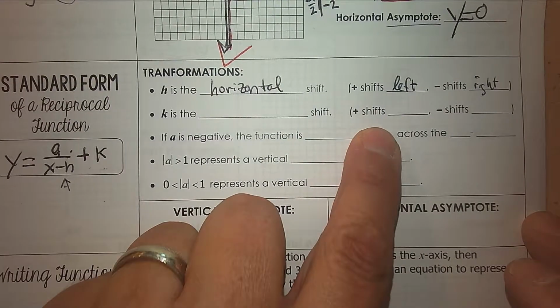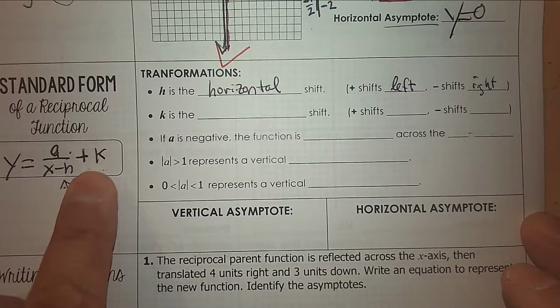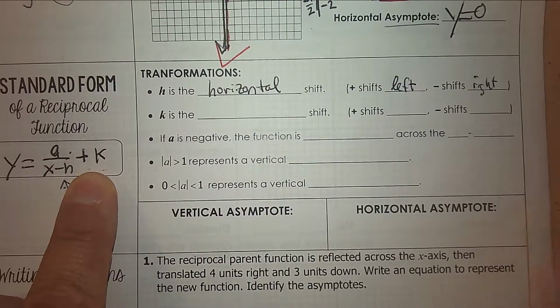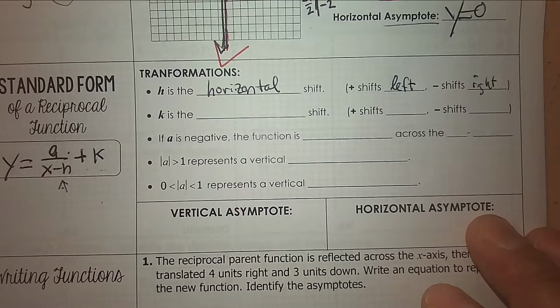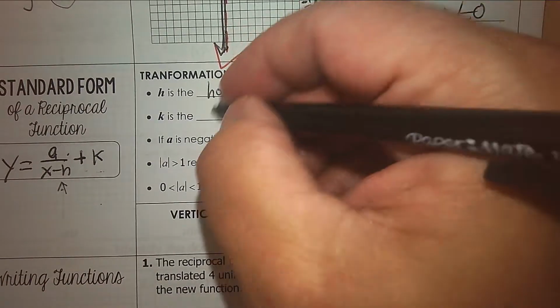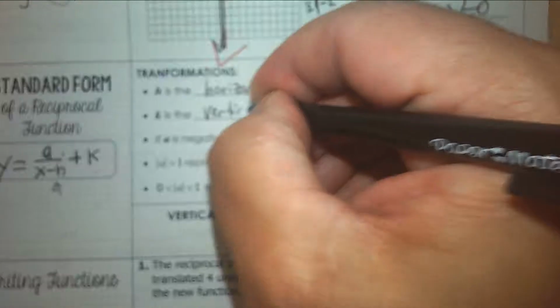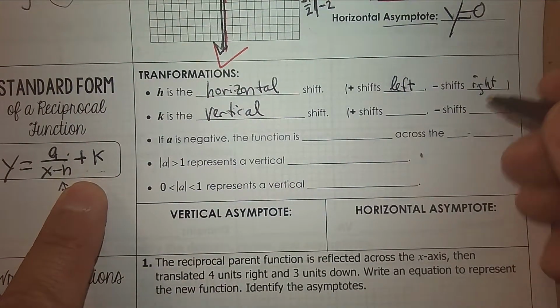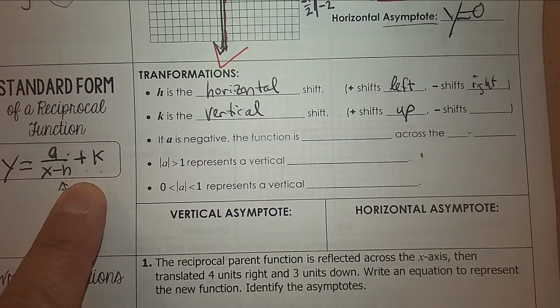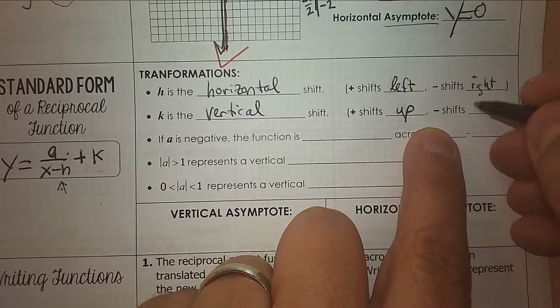How about this part? K, do you see a number adding or subtracting outside the fraction? It does what it says. So K is the vertical shift. It does what it says. So if you see plus, it goes up, and if you see subtracting, it goes down.